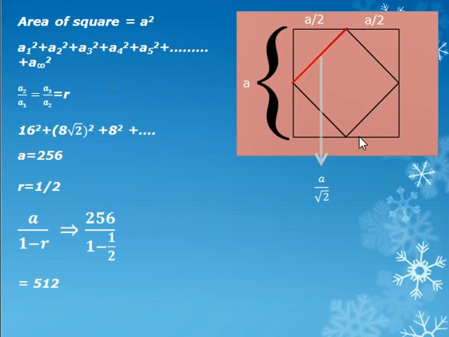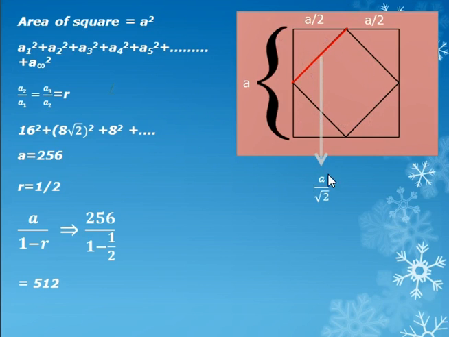Now let's assume that a by root 2 is a1, or a2, whatever. Just take it as another term, a simpler term. And now forget about the bigger square out there. Just rotate this 45 degrees and think another square is going to come there, right?